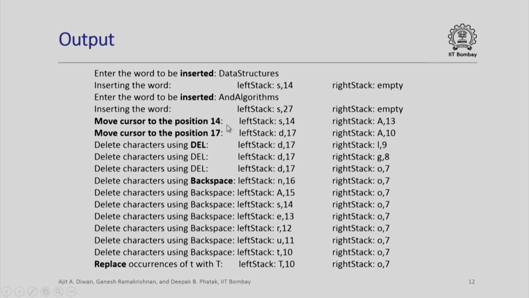Move cursor to position 14. Now this will show 14 and this has 30. Move cursor to position 17. This will show 17, this will show 10. Delete characters using del. Notice that the left stack remains as it is, and the right stack reduces by 1 character. Again I do this consecutively, it keeps on doing this, and this will be the size of the right stack.